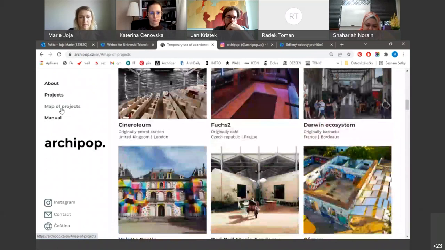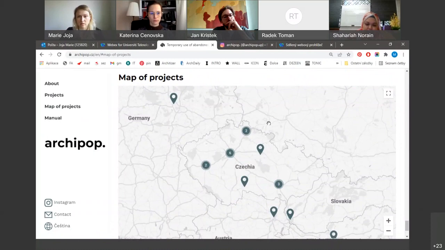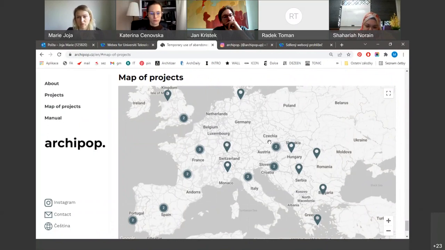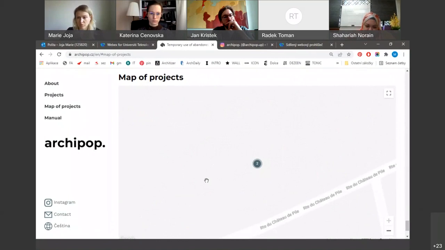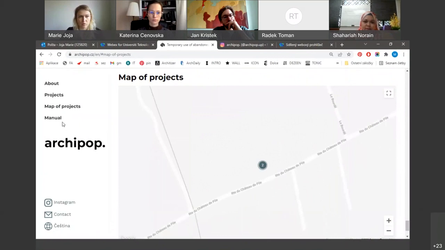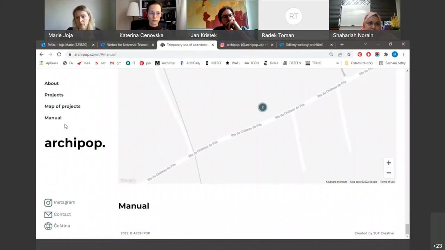Yeah, and as I mentioned, these are selected projects in the region of Europe because it's close to the context of the Czech Republic, and you can decide which projects you are interested in and move to the card of the project. And the current topic I'm working on is the manual, which I mentioned. I would like to promote it with the cooperation with the municipality.